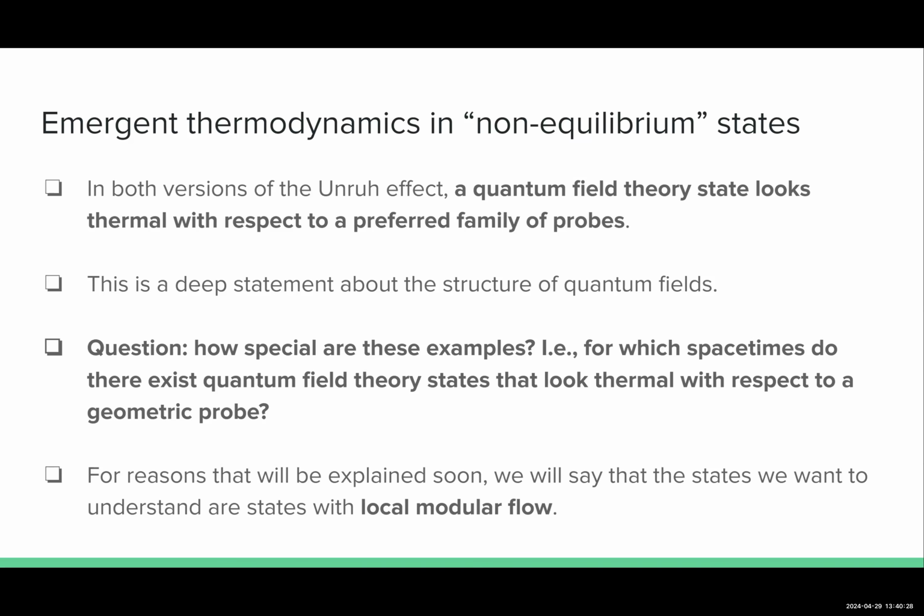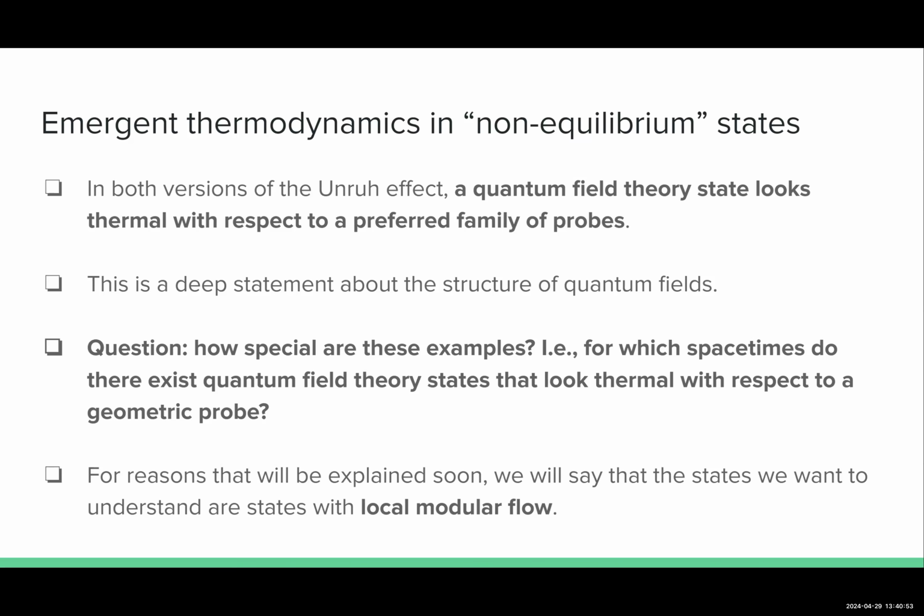And a question I want to ask, partially for conceptual interest, is how special are these examples? I've just given you two examples of situations where there's a spacetime with a particular quantum field theory state that begins to look thermal when you look at it in a particular way. And I want to know how many more examples there are. Something I'm going to try to emphasize as we go on is that this question has really not previously been understood in any kind of generality.